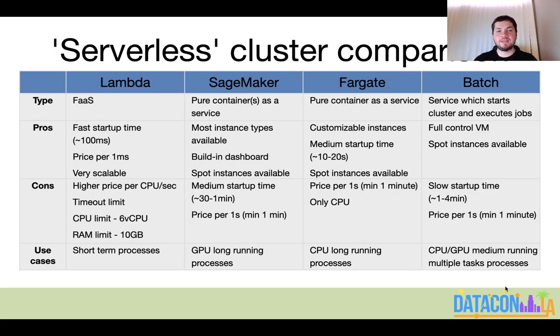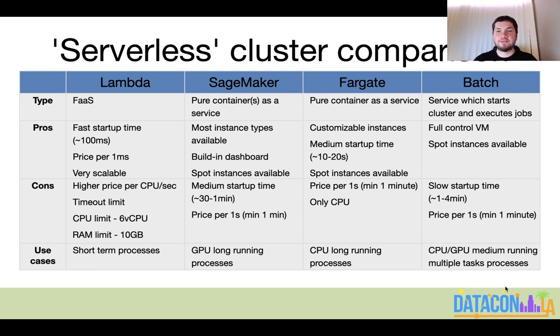So if we put all of these services together, we can see that AWS Lambda, which is function as a service, has the fastest startup time, around 100 milliseconds, and the best pricing per 1 millisecond. It's very scalable, so we can start 10,000 lambdas at the same time. But at the same time, it's very expensive per CPU per second, and there are multiple limits with it. So usually it's best used for short-term processes, but which we need to start in parallel.